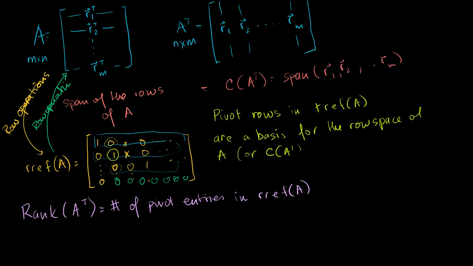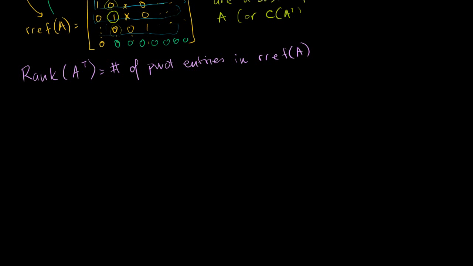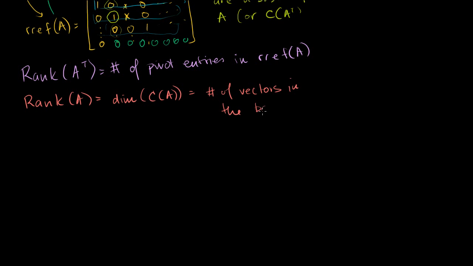Fair enough. Now, what is the rank of A? This is the rank of A transpose that we've been dealing with so far. The rank of A is equal to the dimension of the column space of A. Or you could say it's the number of vectors in the basis for the column space of A.